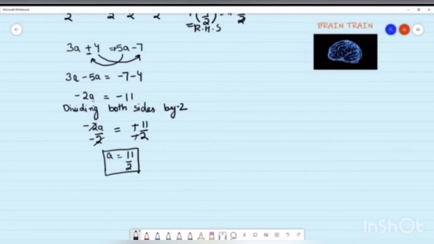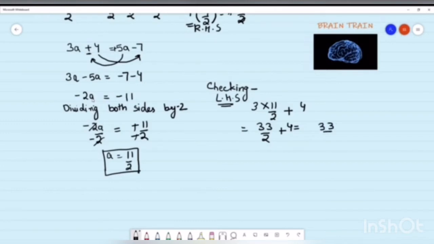You can check it by putting the value in this linear equation. How will we do it? The checking part. First we'll take the left hand side and put a is equal to 11 by 2 here. 3 into 11 by 2 plus 4. That is 33 upon 2 plus 4. We'll add them: 33 upon 2 plus 8 upon 2. We do this according to fractions. This will be 41 upon 2.